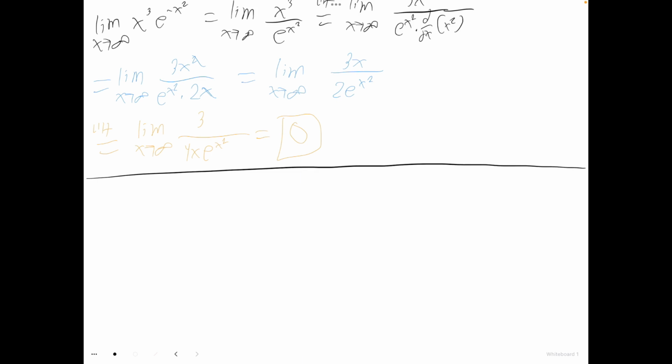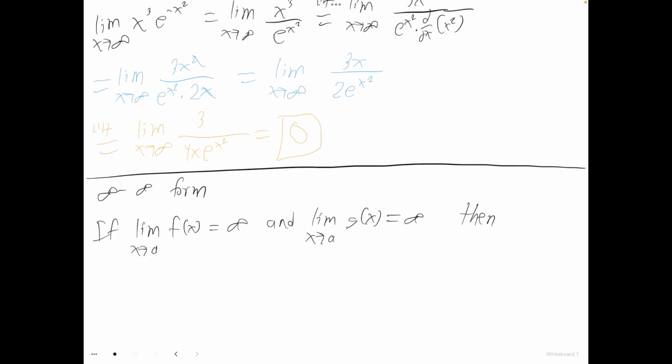So the next one we want to talk about is the infinity minus infinity form. And so in this case, if we have the limit as x goes to a of f of x is infinity, and the limit as x goes to a of g of x goes to infinity, then the limit as x goes to a of f of x minus g of x is an infinity minus infinity form.